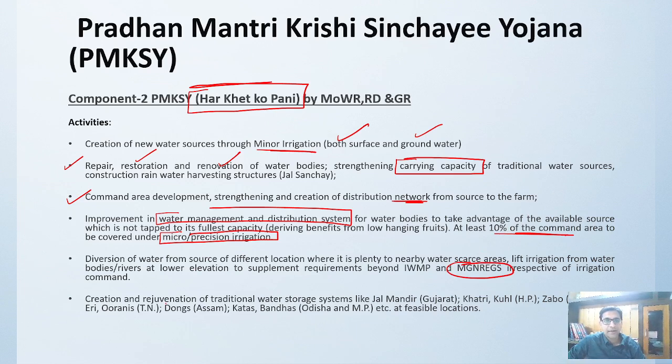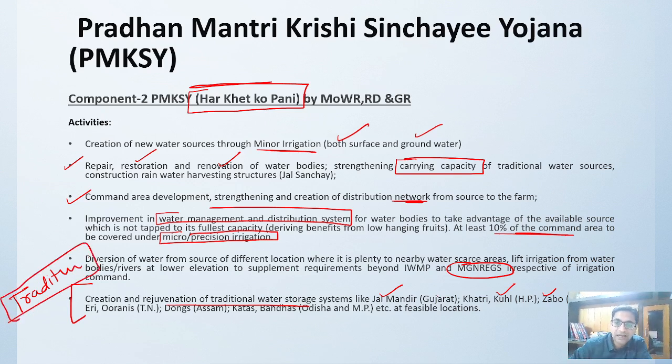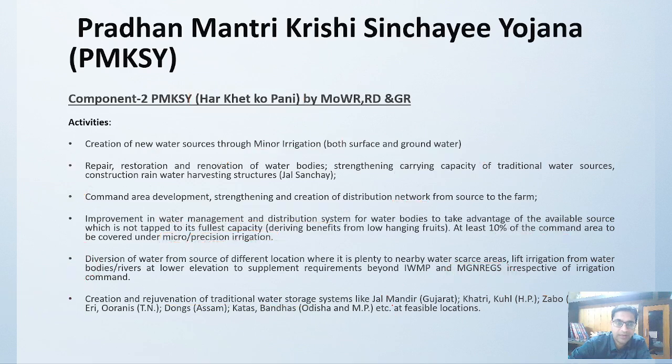You can also rejuvenate traditional water storage like Jal Mandir in Gujarat, Khatri and Pool in Himachal Pradesh, Zebo in Nagaland, Eri Orians in Tamil Nadu, Dongs in Assam, and Katas and Bandhas in Odisha and MP. These are all traditional water conservation methods, known by local names, which you can utilize in this.